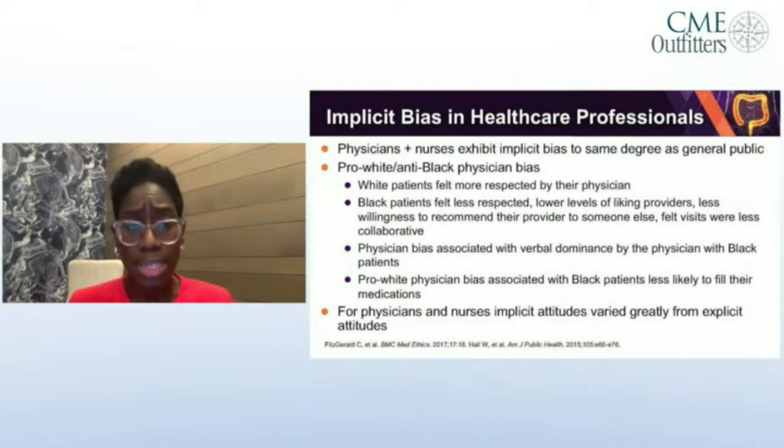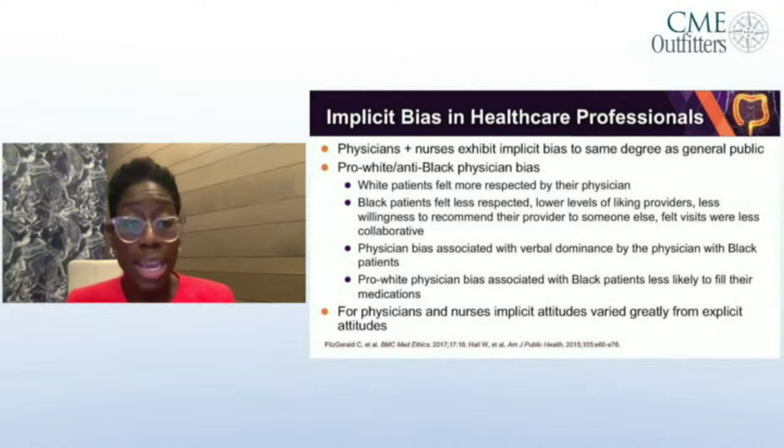So pro-white, anti-Black physician bias was associated with white patients feeling more respected by their physicians, but Black patients felt less respected. They had lower levels of liking their providers. They were less willing to recommend their provider to someone else, and they felt that their visits were less collaborative overall.